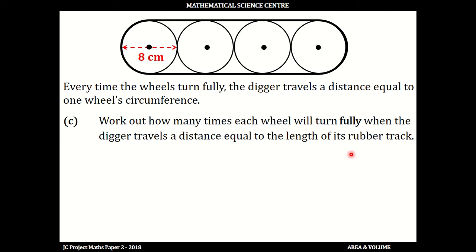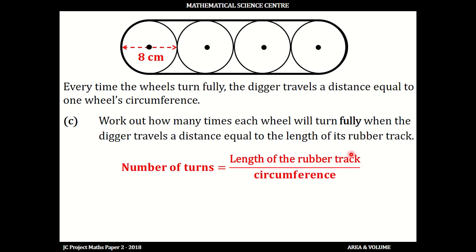So the number of turns is going to be the length of the rubber. And what was the length of the rubber? Over the length of one of the circles. What's the length of one of the circles? 25.1. So we want to know how many times the circle goes around to cover a total distance of 73.1.